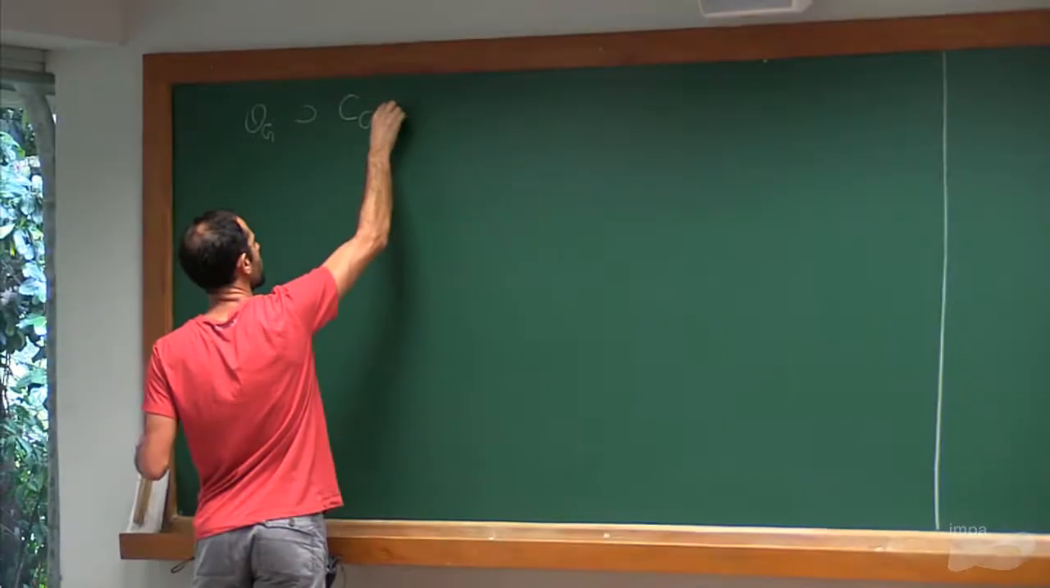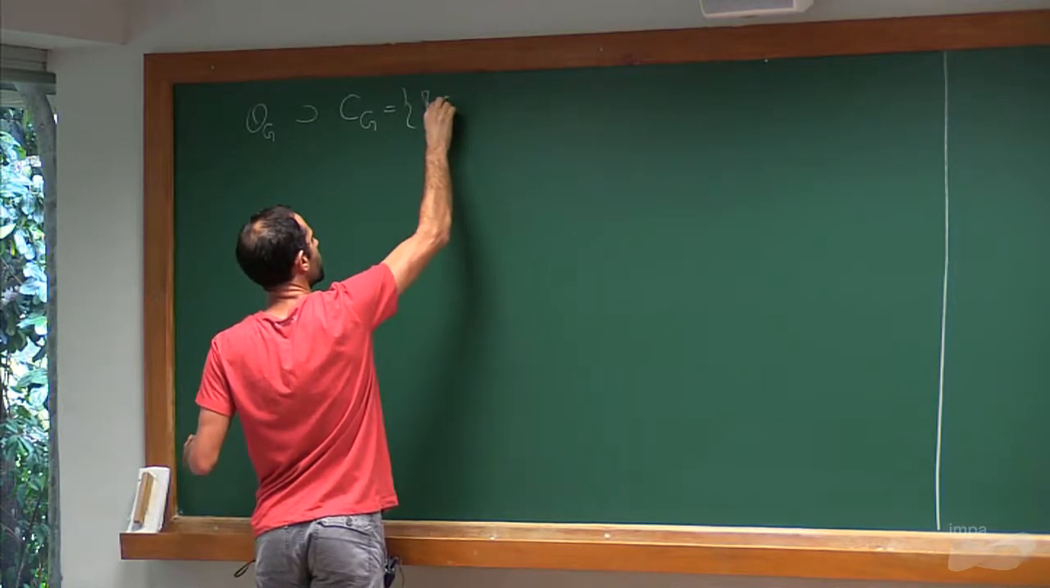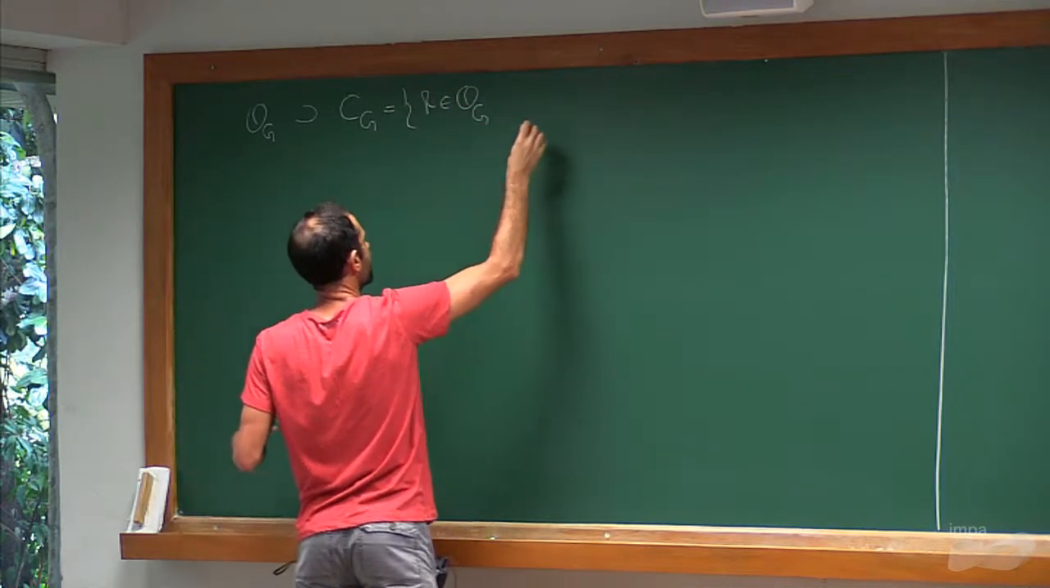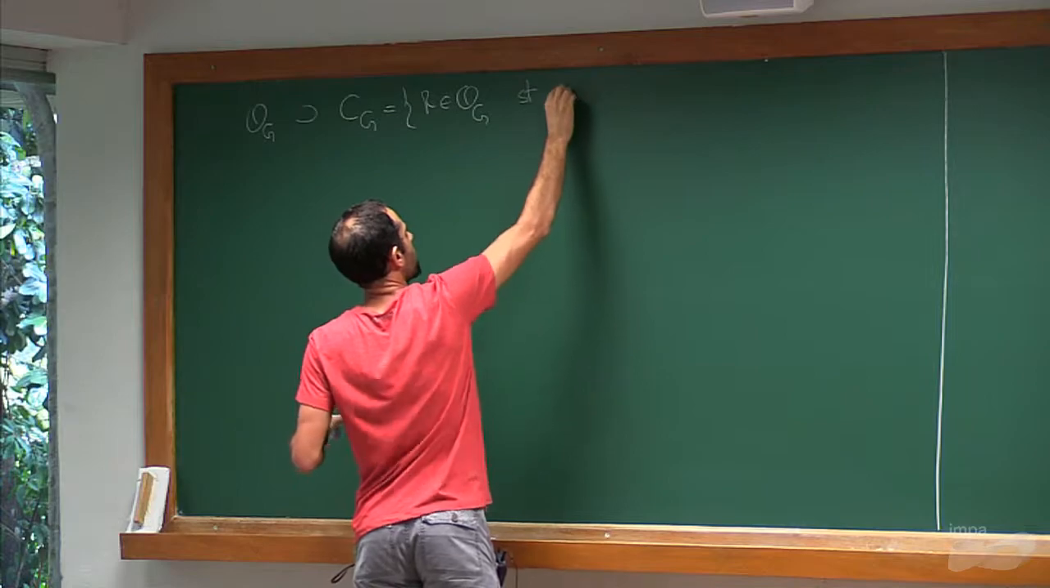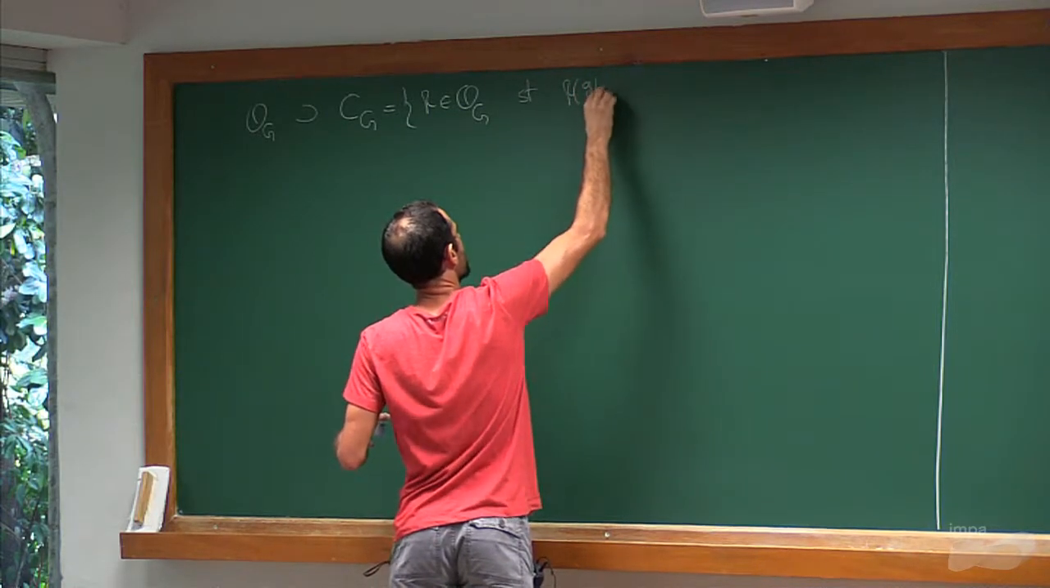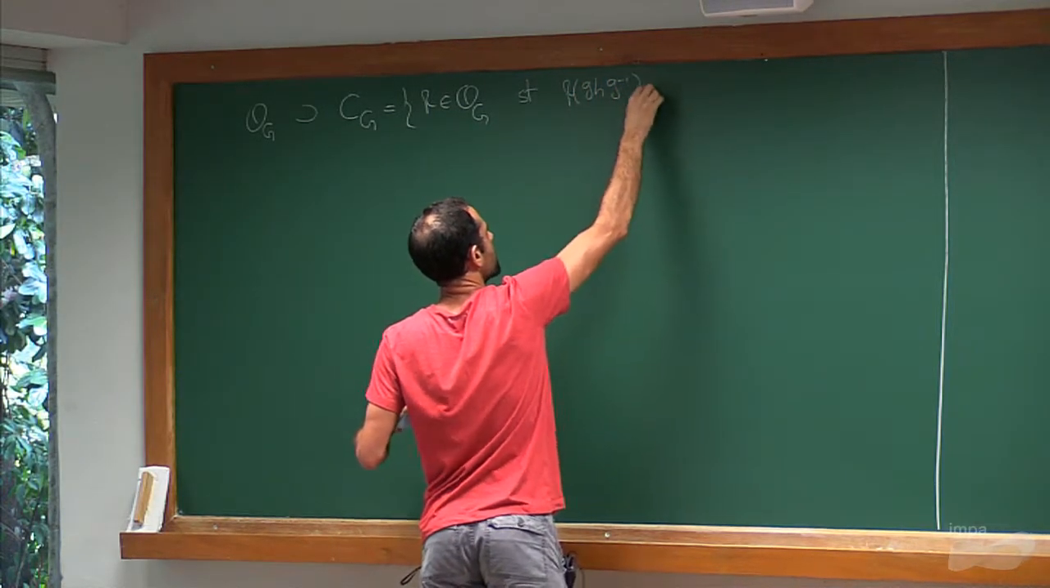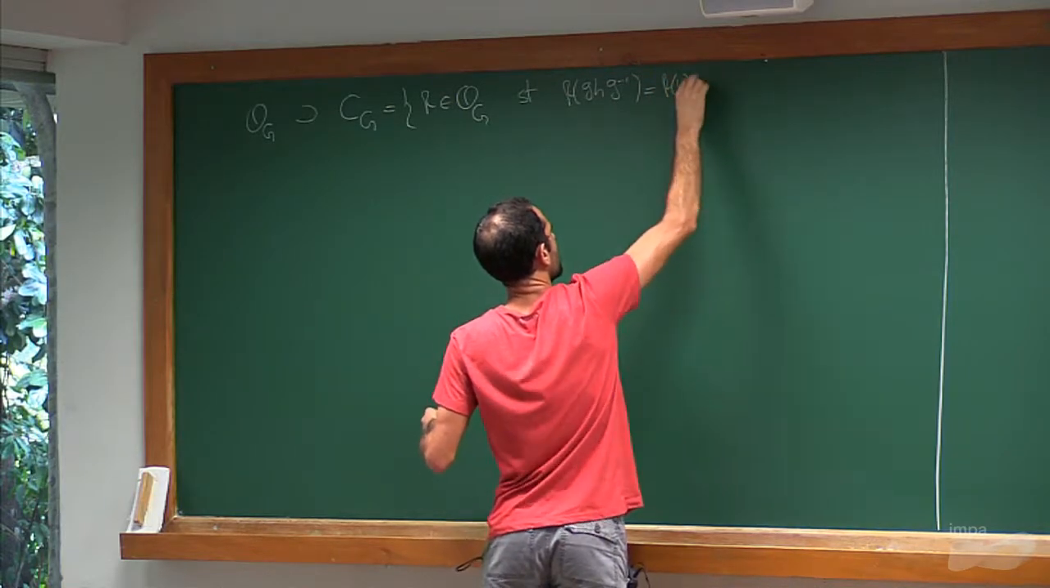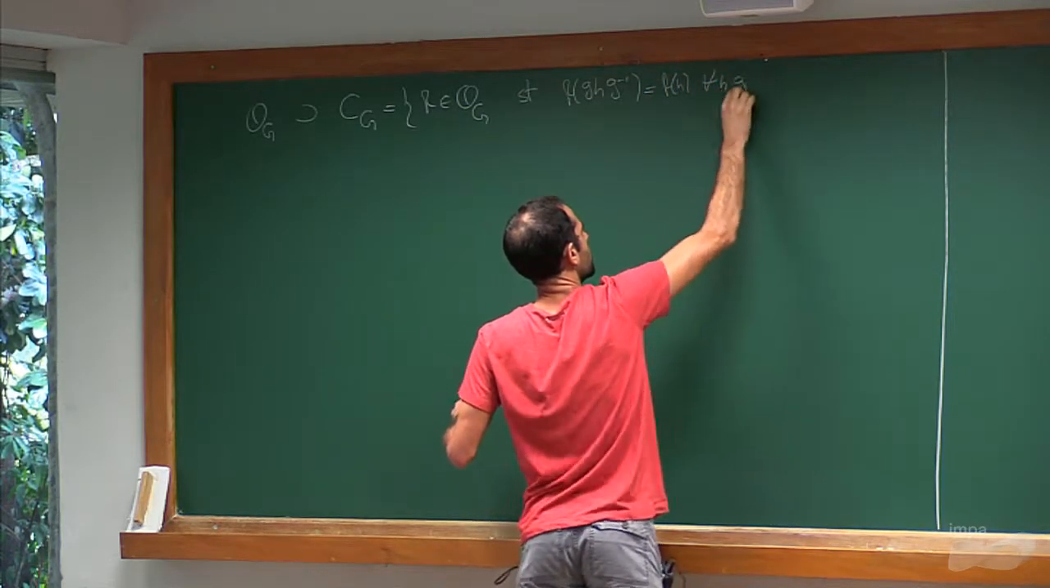The space of functions in G. And inside of this, we had the class functions in G. These are functions in G such that f of g h g inverse is equal to f of h for every h and g in the group.